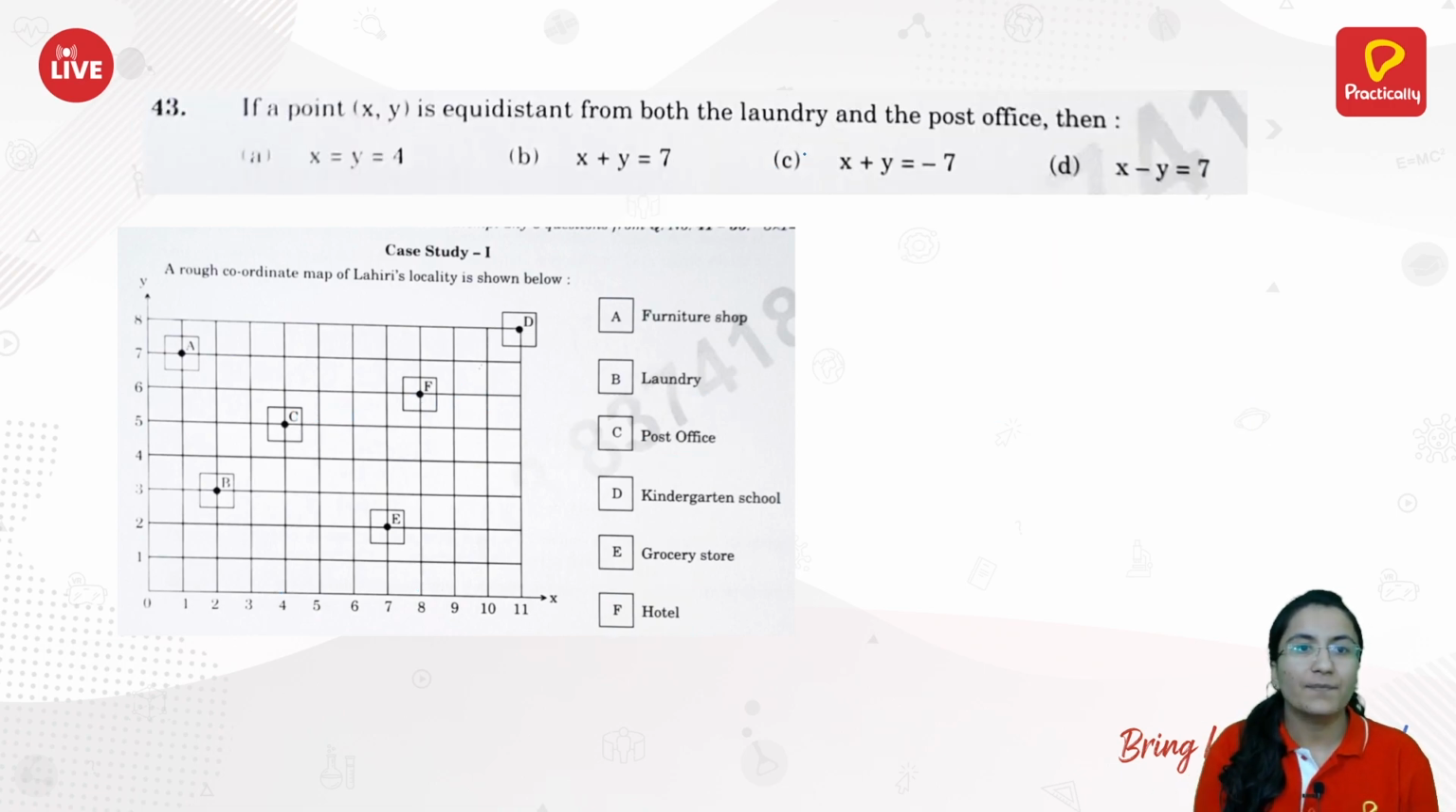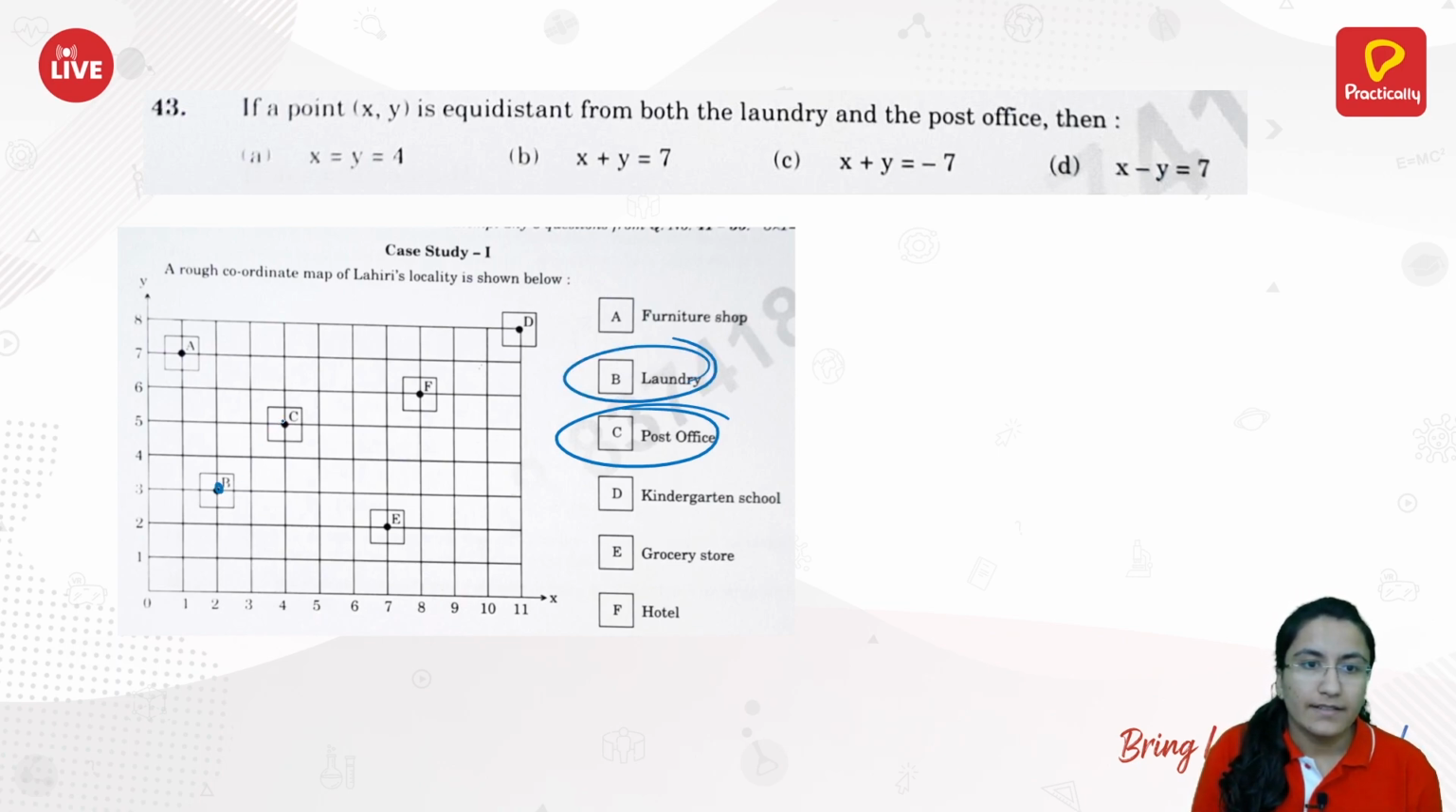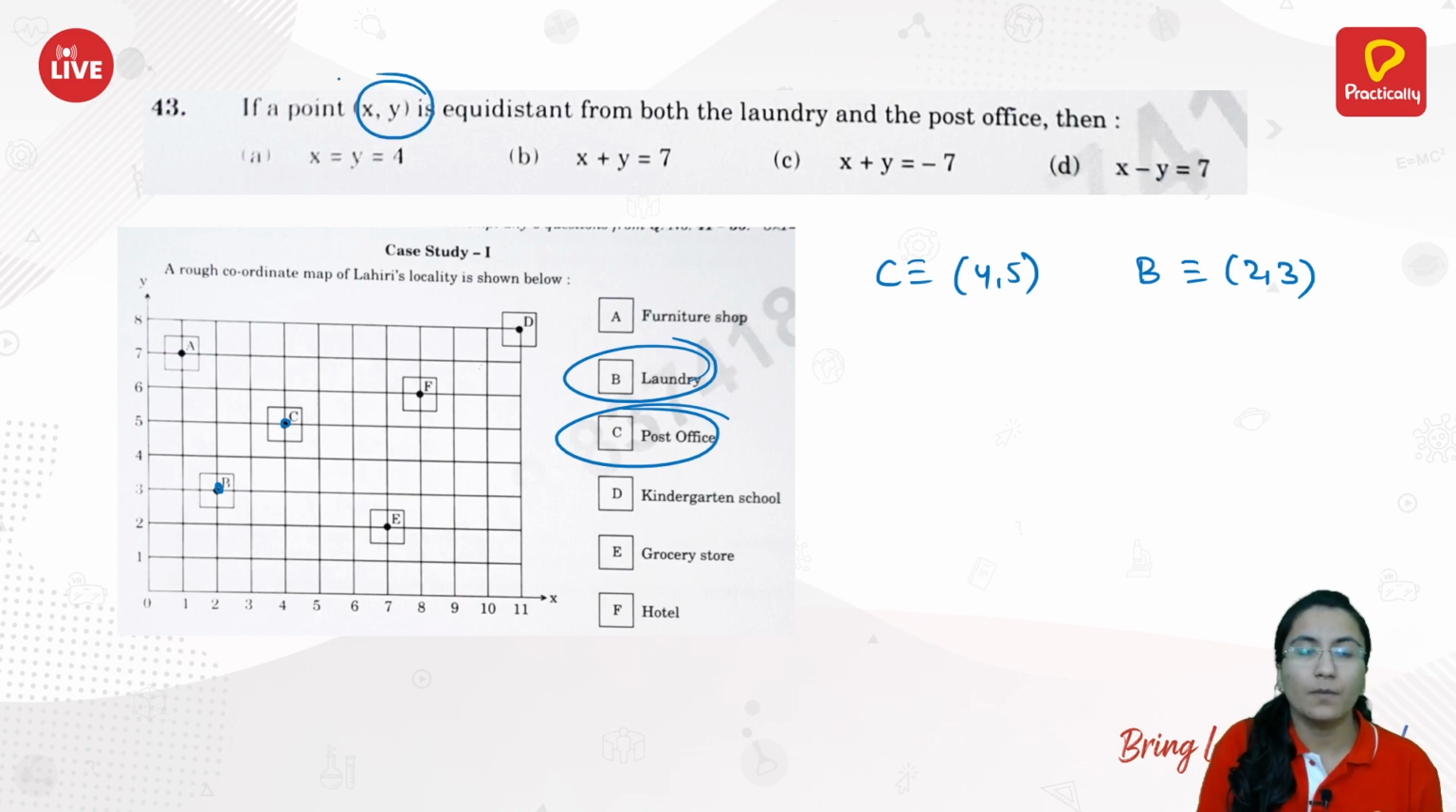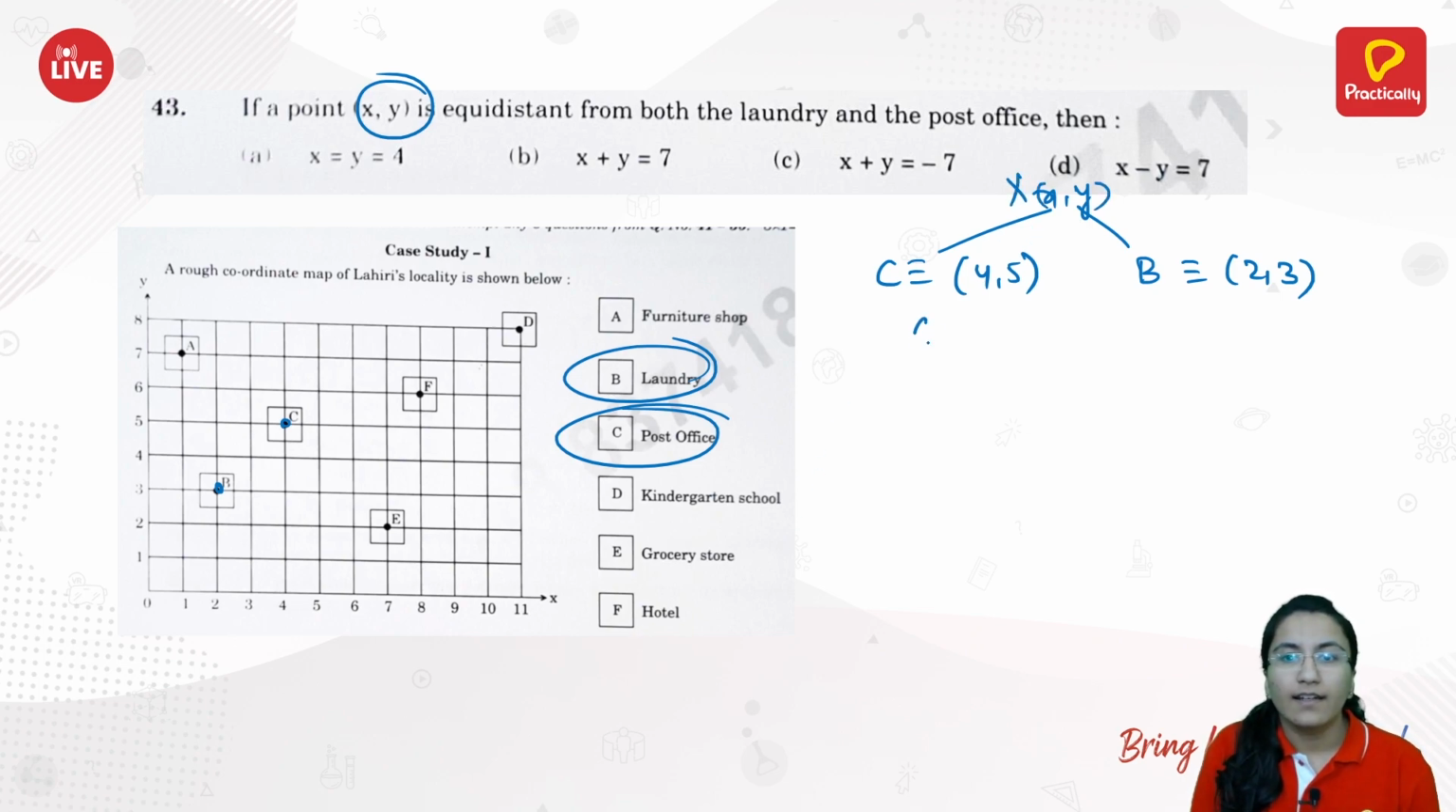Next question is, if a point x, y is equidistant from both the laundry and the post office. Post office and laundry, that is B and C point. C is at 4, 5 and B is at 2, 3. And there is a point x, y which is equidistant from both these points. So that means if this point is x, then Cx is equal to Bx. So that means the squares will also be the same.